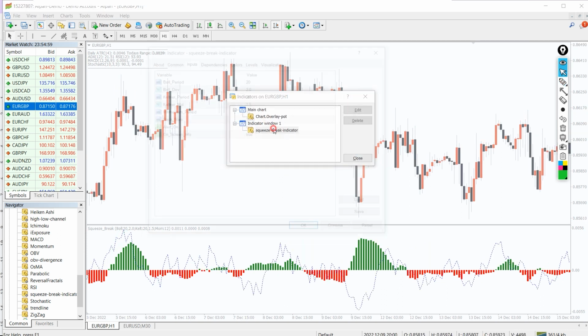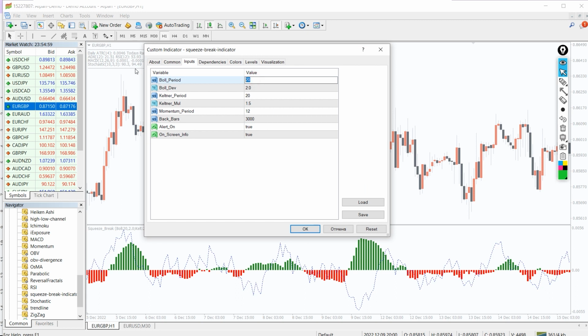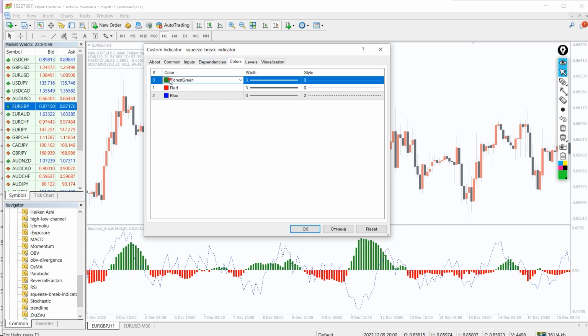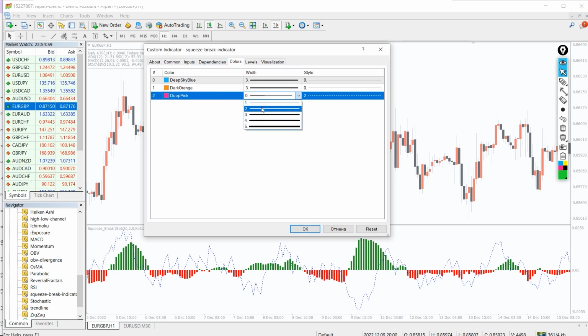In the indicator settings, we can change Bollinger Bands period and deviation, Keltner channel period and multiplier, as well as momentum period. All these input parameters will help you to adjust the indicator signals. And in the colors tab, we can change the colors and thickness of the indicator lines.